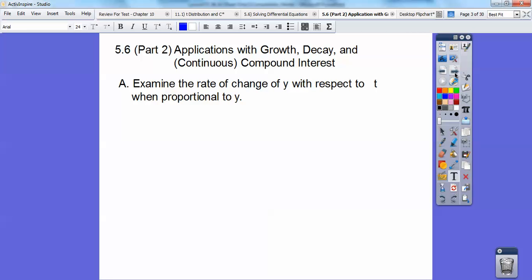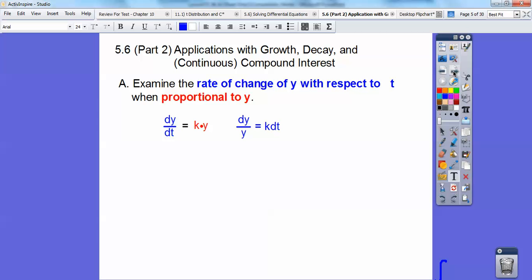So examine the rate of change of y with respect to t when proportional to y. Okay, so this rate of change of y with respect to t, that's this stuff right here. That blue stuff is this blue stuff, and proportional to y is this red stuff right here. So what I'm going to do is put the y's on the left and put everything else on the right, so I get to that stage right there. You guys with me? Then I'm going to integrate both sides, okay?